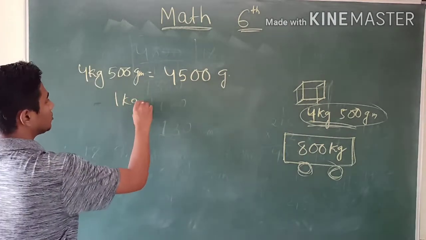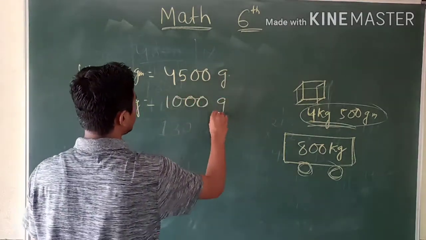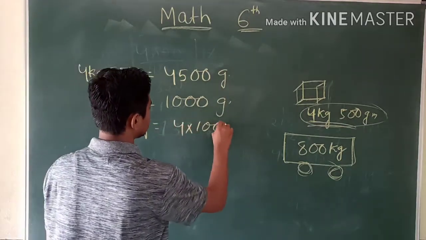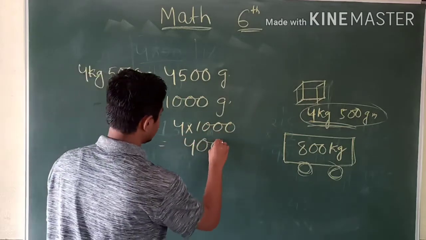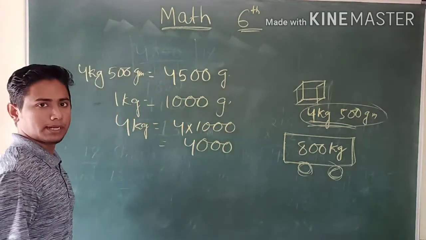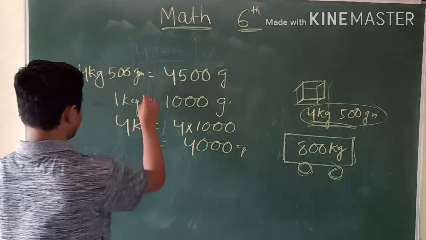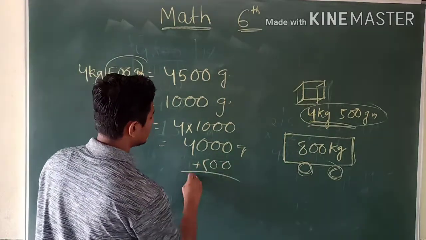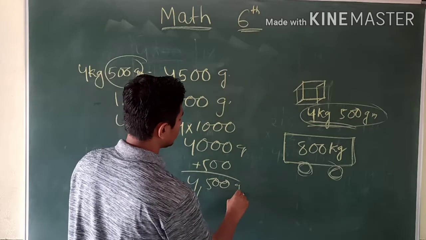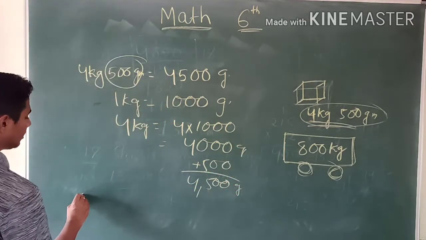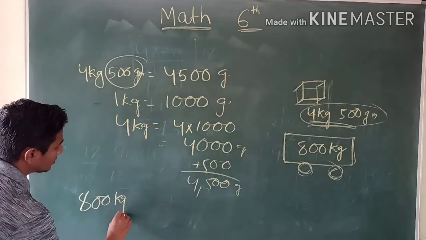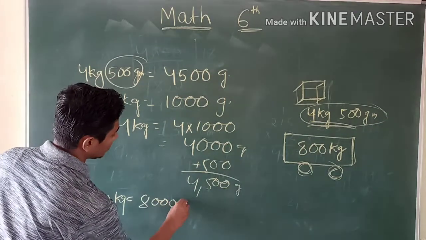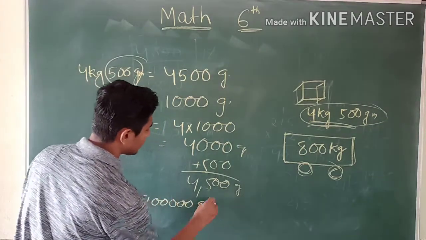Because 1 kg equal to 1000 gram. So 4 kg equal to 4 into 1000, that is 4000. Understood everyone? 4000 gram. But here 500 gram is already in gram. So now just add 500 here. That is 4500 gram. Same way you can find 800 kg equal to 800, then you multiply with 1000, means another 3 zeros should be put here. That is in gram.